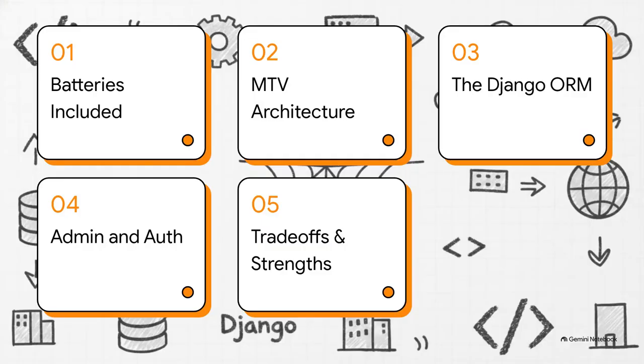So here is our blueprint for today. First, the batteries included philosophy. Second, unpacking Django's MTV architecture. Third, the power of the Django ORM. Fourth, built-in admin and auth. And finally, we'll wrap up with Django's trade-offs and strengths.